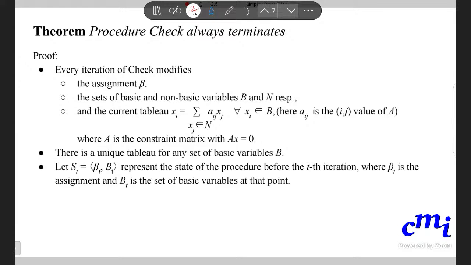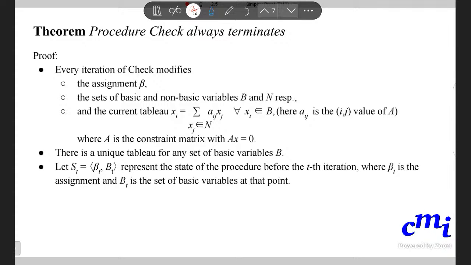So for simplicity, I'm not going to write a_ij^t. Not like when it comes later. Also, I'll just refer to it as a_ij, but it is for the specific iteration. There's a separate tableau based on what are the basic and non-basic variables.